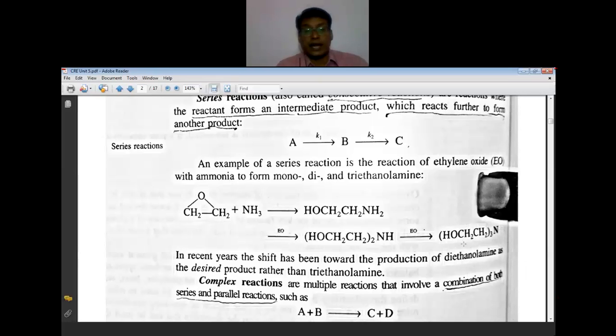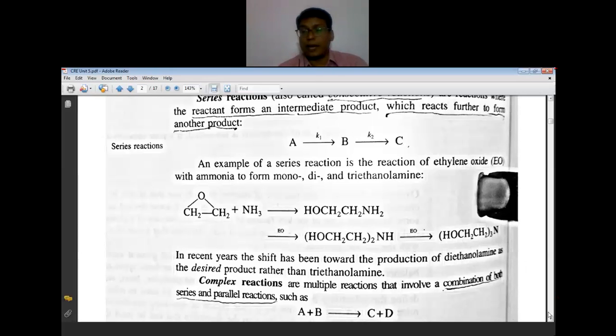Now what is the desired one? Again, that depends on your market and how I am going to control it. In recent years, the shift has been towards the production of diethanolamine as the desired product rather than triethanolamine. So B is your more concerned product, that is diethanolamine, and not this C, that is triethanolamine.